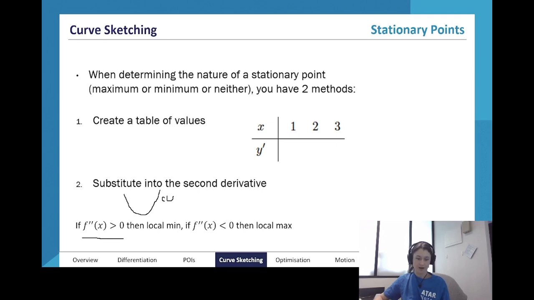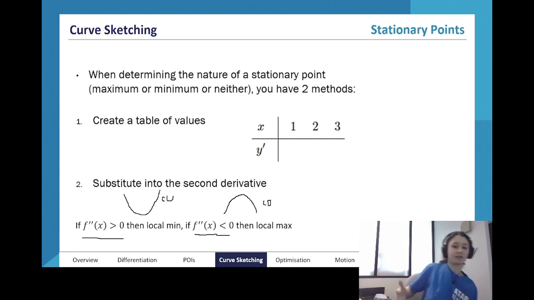And if our curve is a local maximum, then it's going to be concave down, which means that our second derivative is going to be less than 0. So this is why subbing into our second derivative helps. It really tells us about the concavity, but then the concavity tells us about the nature of the stationary point.